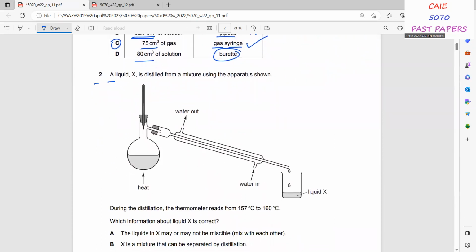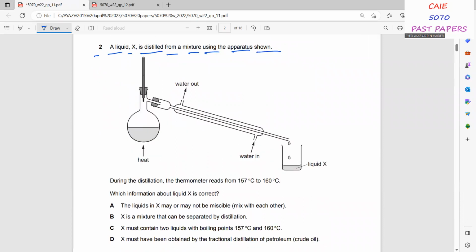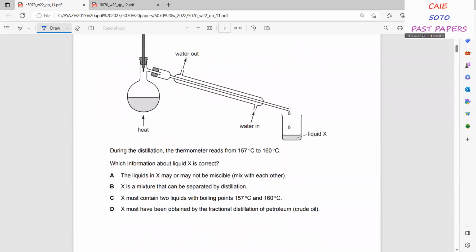Number 2, a liquid X is distilled from a mixture using the apparatus shown. This is used for simple distillation, for separating a liquid from a solution. During the distillation, the thermometer reads from 157 degrees centigrade to 160 degrees centigrade. This suggests that the liquid may be miscible with the other liquid. Which information about liquid X is correct?